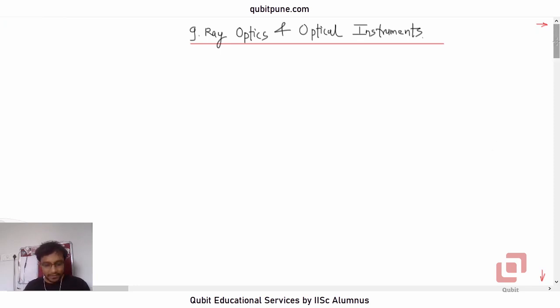Today we are going to revise the first of the two optics chapters that you have, and that is ray optics and optical instruments. In the first part we talk about ray optics. Now, a ray is defined as the straight line path which the light takes, but here we make an assumption.